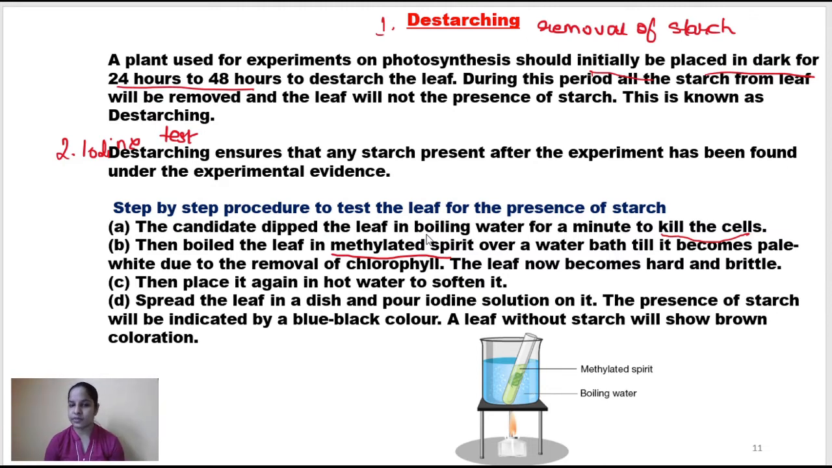Obviously, the green color was due to the presence of chlorophyll. So, on boiling the leaf in methylated spirit, the chlorophyll is removed. Then we again wash it in normal water and place it on a surface.